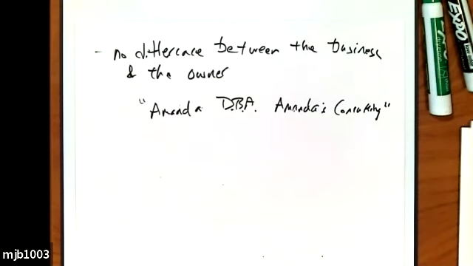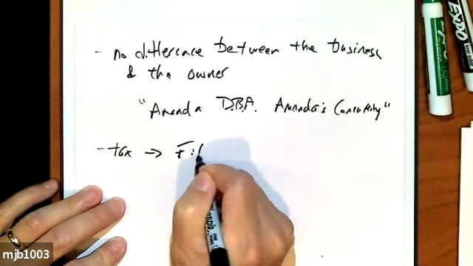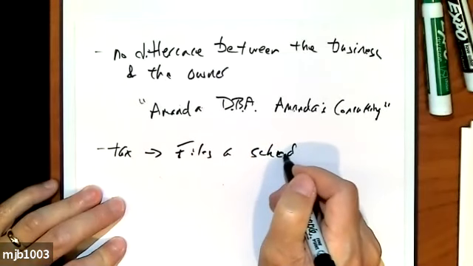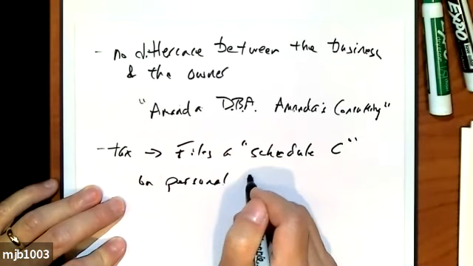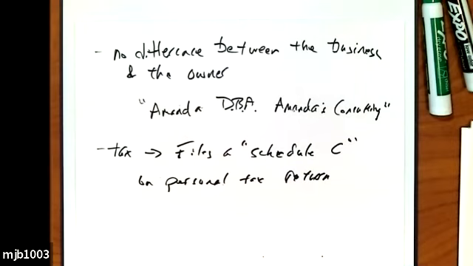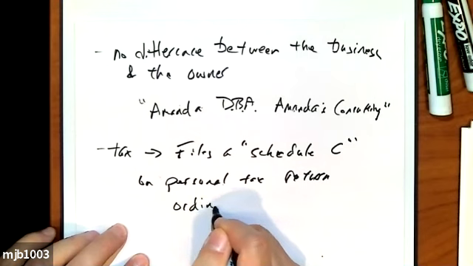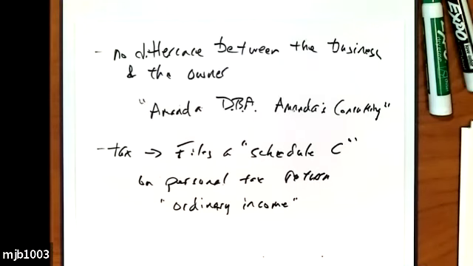So the advantages here are, it's really easy. She just files a Schedule C on her personal tax return. So from a tax perspective, the business files what's called a Schedule C on the personal tax return. So if Amanda makes $100,000 this year as a consultant, that just becomes regular income to her. It's called ordinary income.